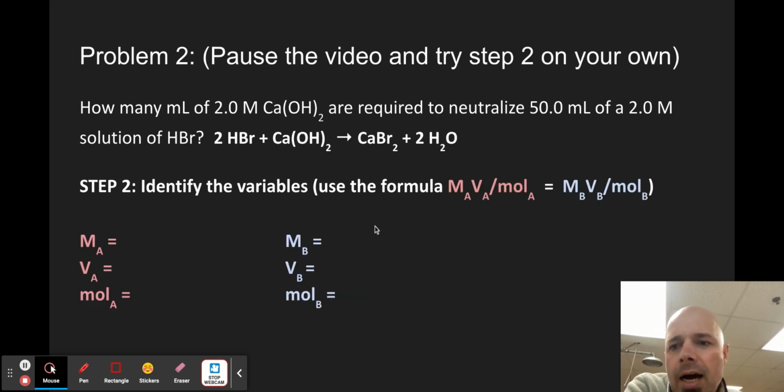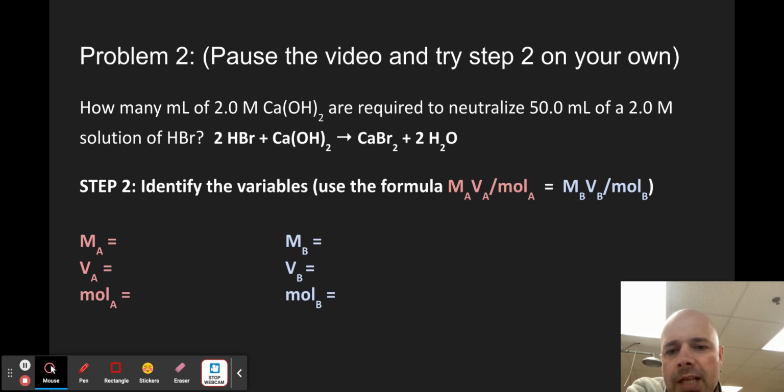Next, identify the variables. So use the formula MAVA over mole A equals MBVB over mole B. So please pause the video and see if you can use your equation and of course the words of the problem to figure all that out. So hopefully you paused and figured that out.